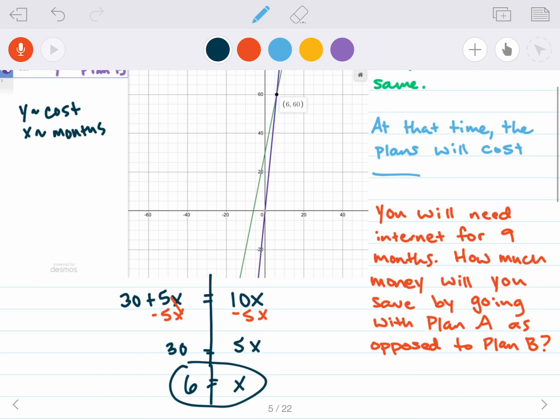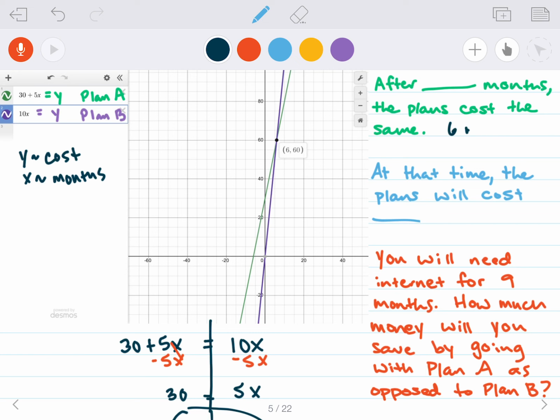So that is how I do this algebraically. So this is going to be after 6 months. That's my answer here. We can see this on the graph by seeing where the lines intersect. So where is the cost the same? That occurs when the height is the same. That occurs when the y value is the same. All of these things mean the exact same thing. So we can see that after 6 months, the plans cost $60, right? Because that's our y value. So after 6 months, they both cost $60.